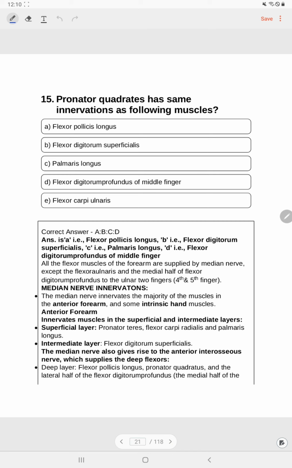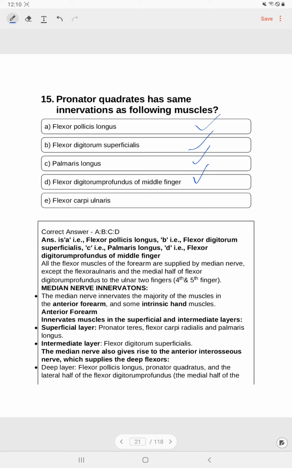Question number 15. Pronator quadratus has same innervation as the following muscle: A. flexor pollicis longus, B. flexor digitorum superficialis, C. palmaris longus, D. flexor digitorum profundus of middle finger, and E. flexor carpi ulnaris. Answer is A, B, C and D except E. Flexor pollicis longus, flexor digitorum superficialis, palmaris longus, and flexor digitorum profundus of middle finger.